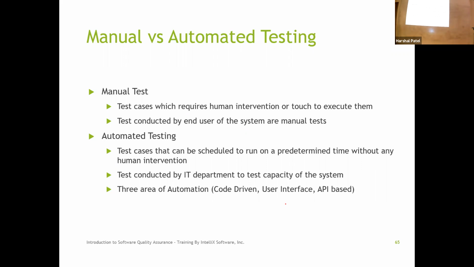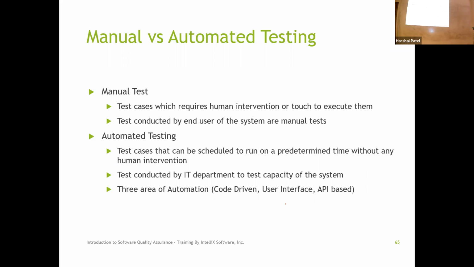Okay. So when we talk about user acceptance testing, where the actual end user will be performing the test, it's all manual testing. Versus automated testing is something that happens automatically based on certain events or triggers, and no human is interacting with it during that testing time.